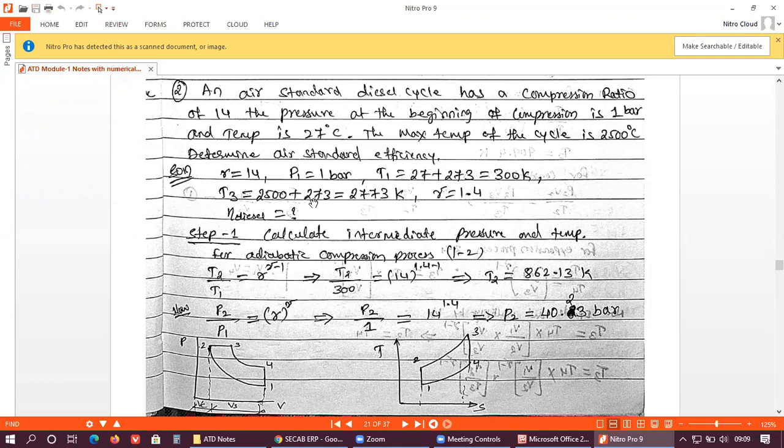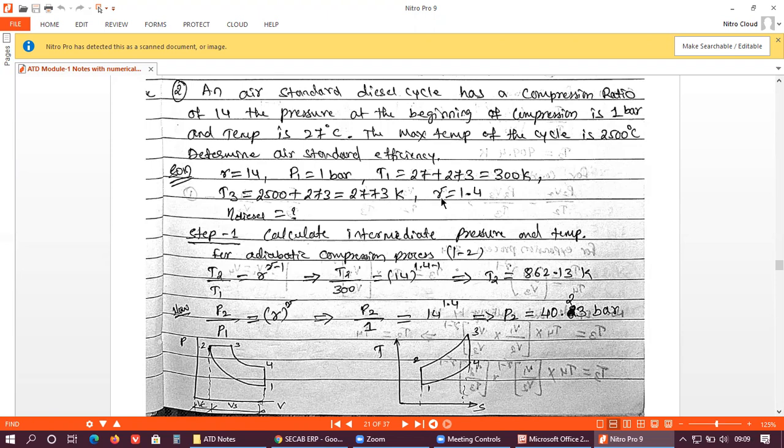Now the T3 value is given. At point number 3 on the TS diagram, it has the maximum temperature, so its temperature is 2500 degrees Celsius, plus 273 in order to convert it from degrees Celsius to Kelvin. T3 is 2500 plus 273, which is equal to 2773 Kelvin.